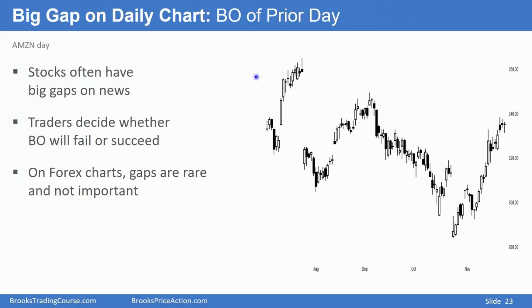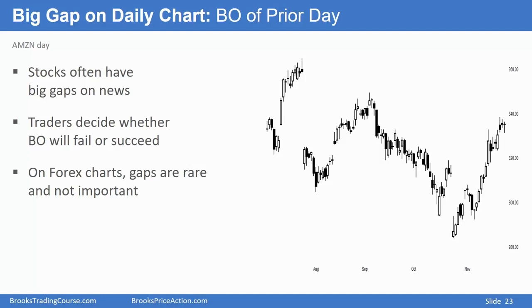Stocks, here's Amazon, daily chart of Amazon, often have big gaps on the open. This day opened far below the low of that day. You can see there are just gaps in many different places on the chart. Every gap is a breakout, and it can succeed or fail. So here we have a big gap down, and it ultimately reversed up. Here we have a big gap down, ultimately reversed up.